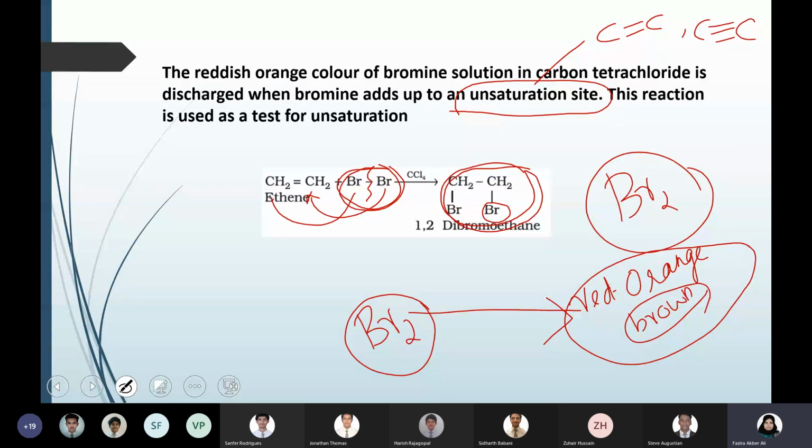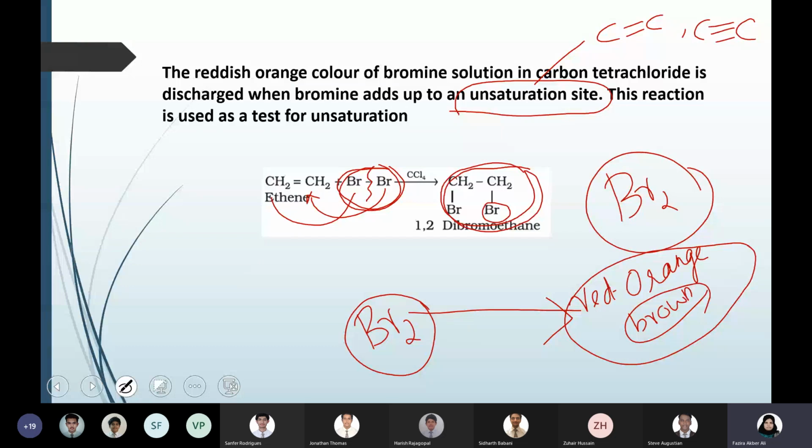So when you take a sample and you don't know whether it's an alkene or alkyne, then you add bromine to it. If the color of the bromine disappears, that means the compound taken is an unsaturated compound. That means it contains a double bond or a triple bond. If you add bromine water and the color of the bromine water remains, then it means the compound is saturated, that is alkanes.